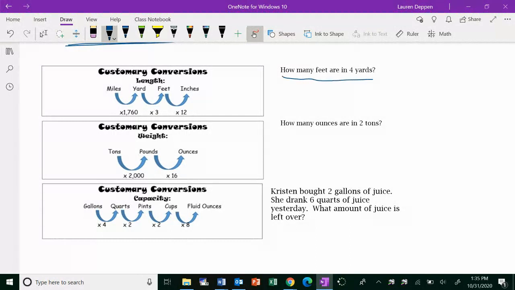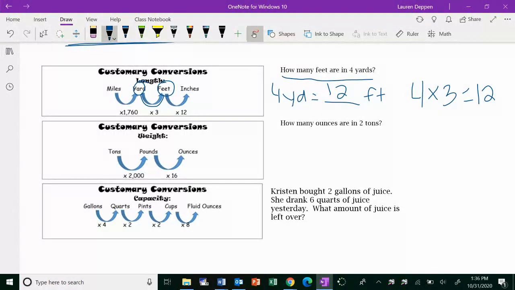In the first problem, how many feet are in 4 yards? We're starting with yards and ending in feet. 4 yards equals a certain number of feet. To find that number, we use our conversion factor, or times 3, to get our answer. If we're starting with 4 yards, we multiply by our conversion factor of 3, and we get 12. So there are 12 feet in 4 yards.